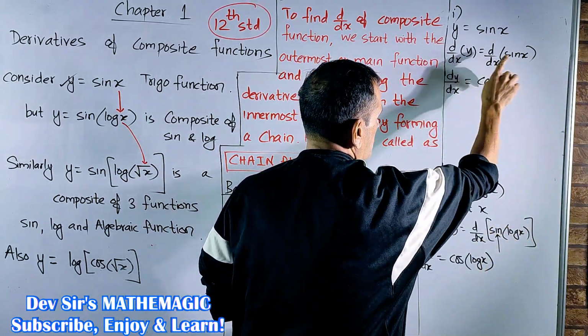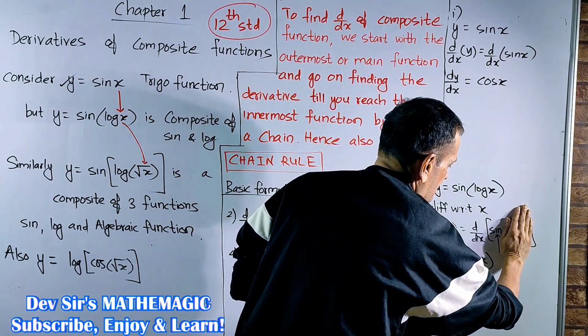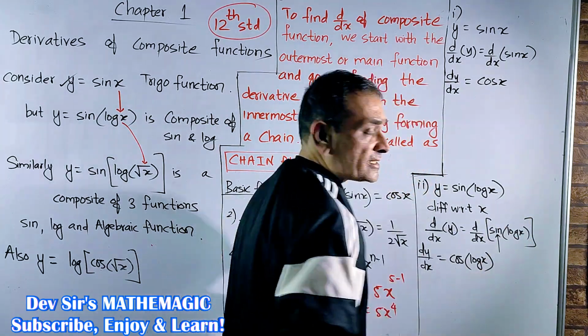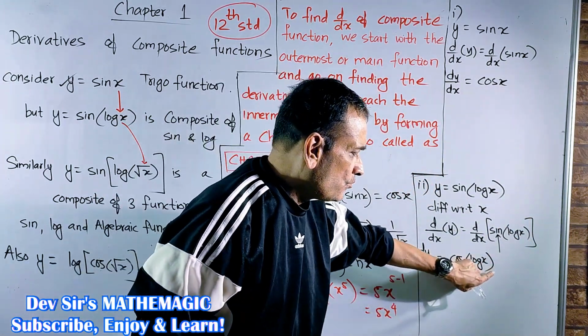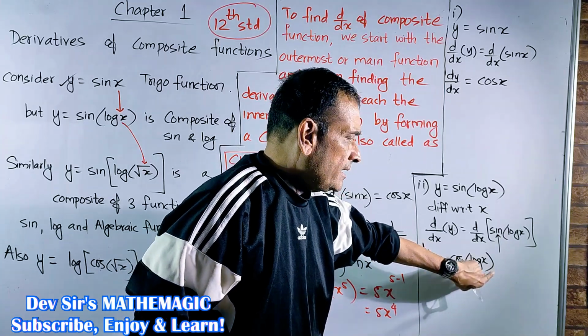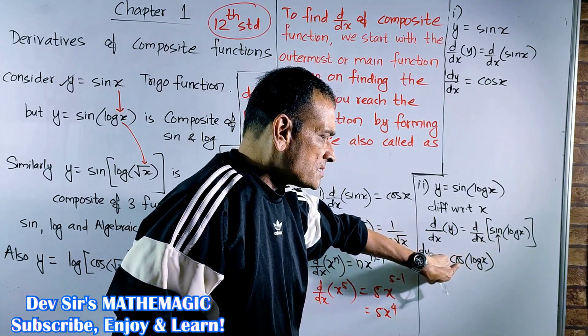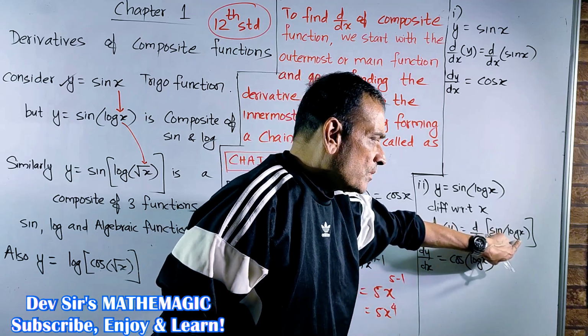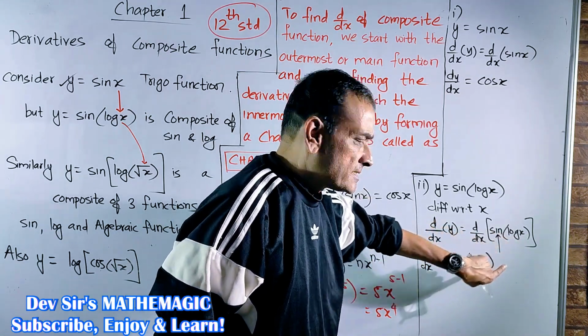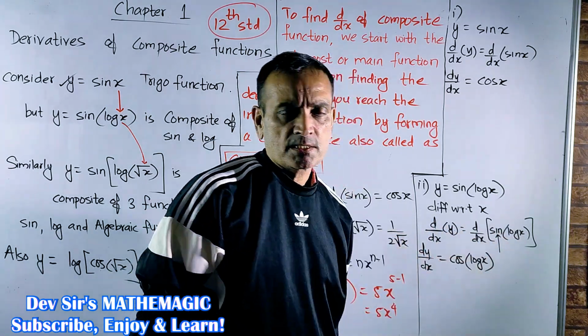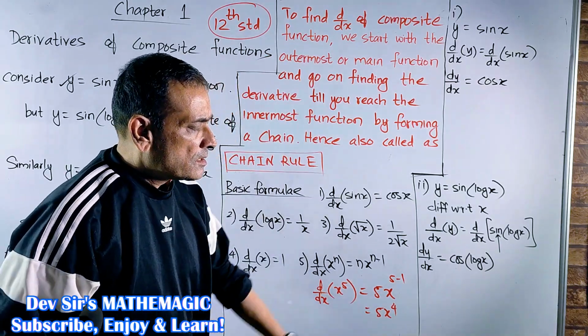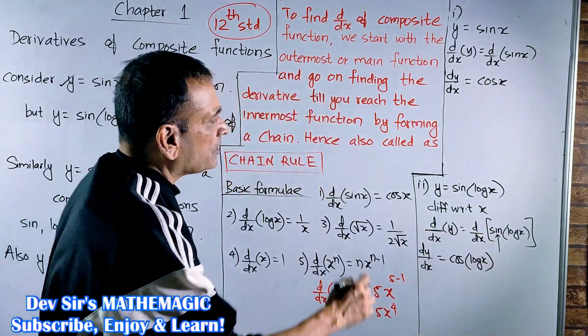Derivative of sin x is cos x. So derivative of sine of log x will be cos of log x. Don't write cos x here. Right? Derivative of sine is cos. But in place of x we have got log x. So it is cos of log x. Clear? So derivative of the outer function is over.